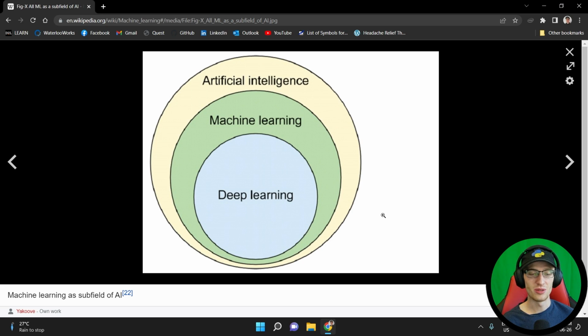Today I want to explain what is the difference between deep learning and machine learning and artificial intelligence.